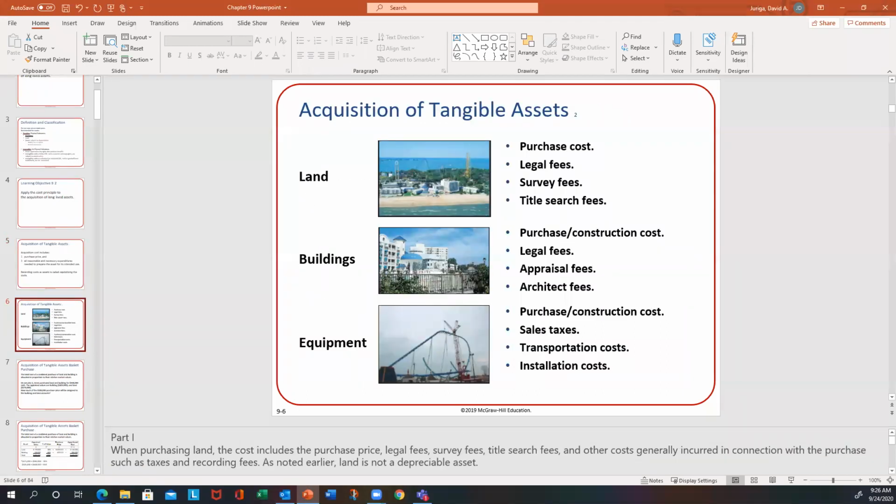So here are some examples of different types of costs. You've got land, of course you have the purchase price, legal fees, survey fees, title fees, and some of these are going to be the same for each category. Same thing with buildings. You've got purchase, sometimes construction costs, again legal fees, appraisal fees, architect fees, and again, the same thing with equipment. You've got purchase price, construction, you might have to pay sales tax, and of course, anything that you're transporting, installation. In this example, they're showing you a roller coaster over at Cedar Point, or I think it's Cedar Fair, and of course, all the costs that would go into capitalizing the cost of that long-term asset. But again, these are your tangible assets.